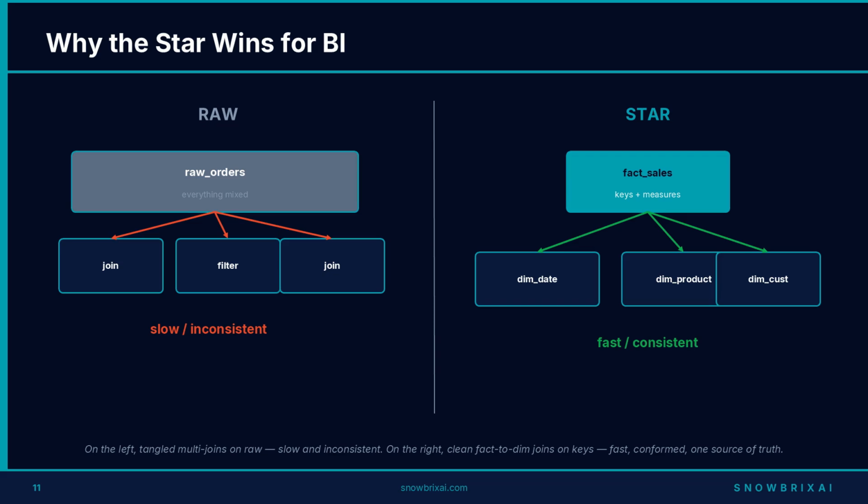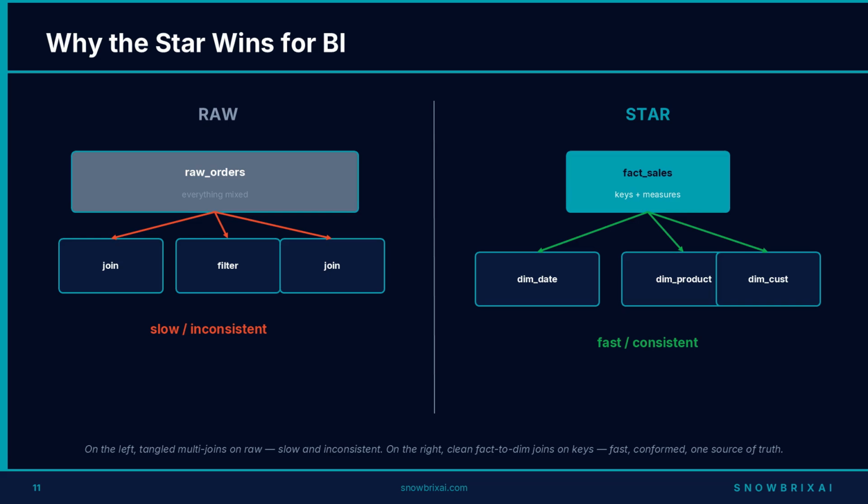The star wins for three reasons. The joins are simple, fact to dimension on a single key, so dashboards stay snappy. Conformed dimensions mean region means the same thing on every chart, and one model becomes one source of truth, which means numbers people actually trust. Fast, consistent, trustworthy. That is the whole pitch.